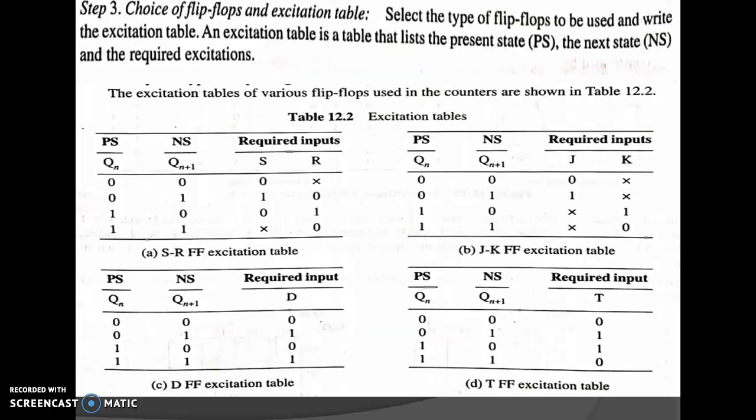The excitation table of the various flip-flops used in the counter. This is the excitation table of SR flip-flop. This is the JK flip-flop. This is D flip-flop and this is T flip-flop.